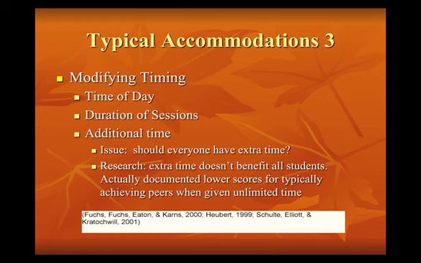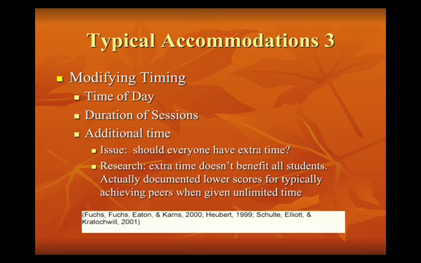Another genre of typical accommodations is related to modifying the timing of the accommodation. We could change the time of day. I had students, certainly as a special ed teacher in middle school, who did better in the morning or did better in the afternoon, usually in the morning. We can change the duration of the sessions. We can change how long students are tested for. We can give them additional time.